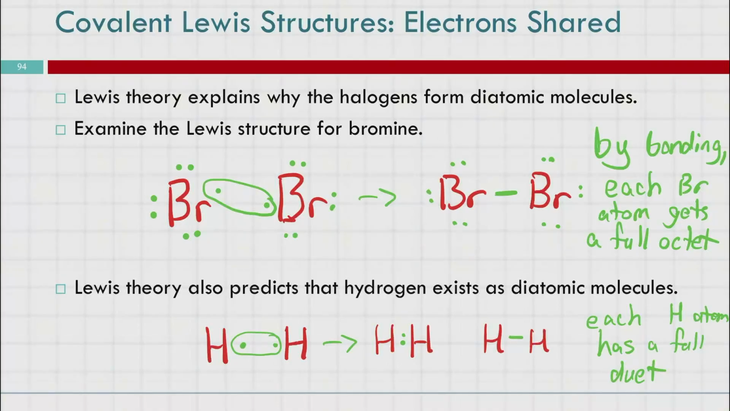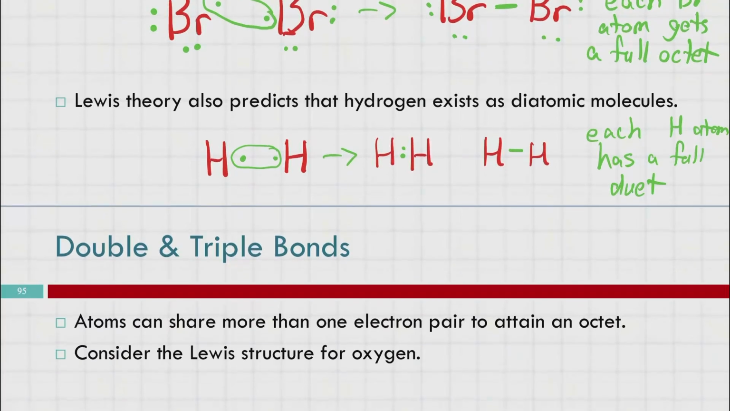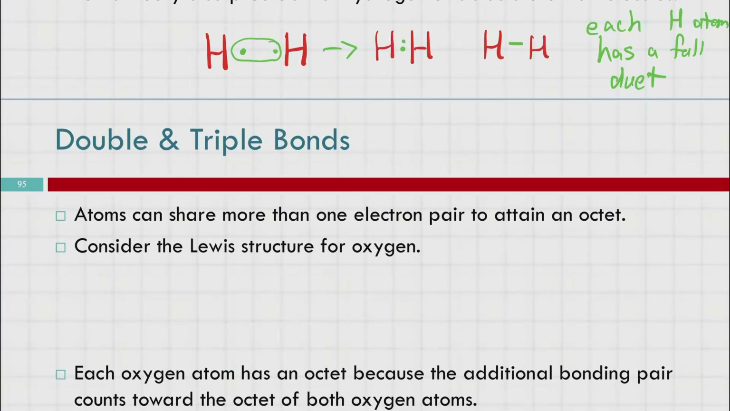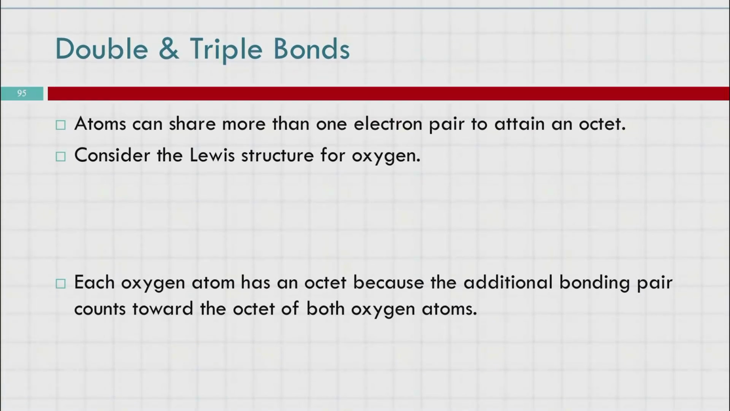So the thing that we did for bromine also applies for chlorine, fluorine, and iodine, because those are also halogens. We can also share more than 1 pair of electrons. So oxygen is a good example of this. Let's look at oxygen. Oxygen is a 6A, or group 16 element, and it's going to have 6 valence electrons.